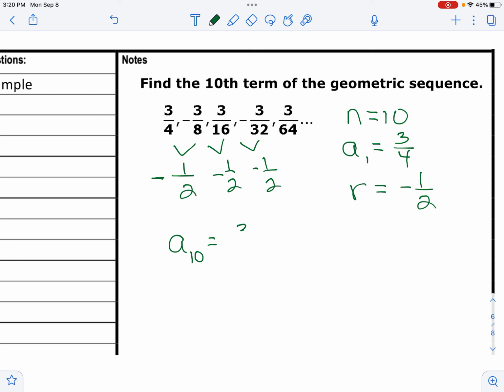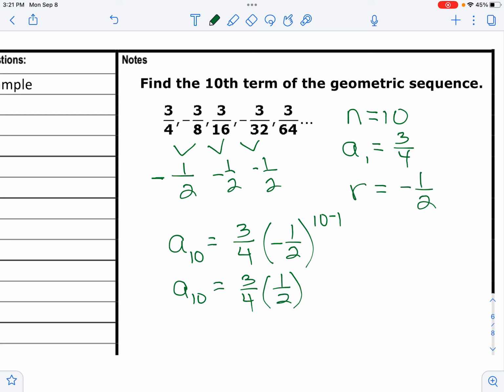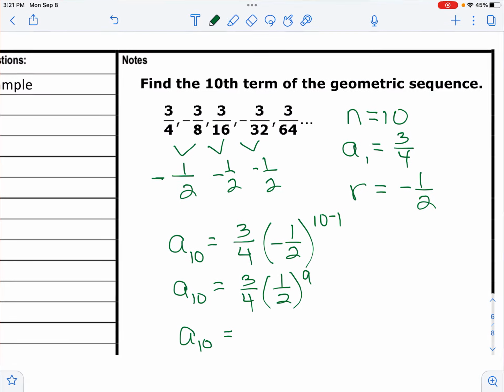So 3/4 times negative 1/2 to the 10 minus 1 power. So that's going to be to the 9th power. Now you could type it in just like that if you want, right into your calculator, and it'll tell you what you get. So we can try it that way. Oh, I forgot to put the negative here. There we go. All right.